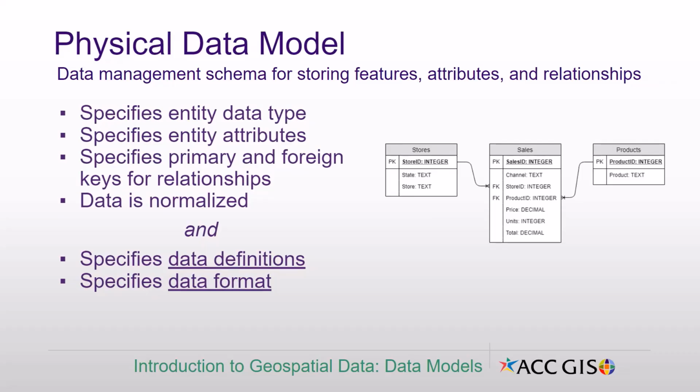The last stage of the data modeling process is the physical data model, in which we select the data management schema for storing the features, attributes, and relationships. And so the physical data model includes all of those elements that are associated with the conceptual and logical data models, as well as specifying the data definitions and data format. So if we look at the example on the right, not only are we listing out the attributes, but we're listing out the types of data that we're going to store in each of those attributes. For example, whether it's a text, an integer, or a decimal.